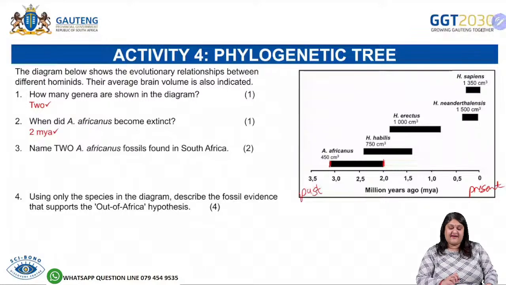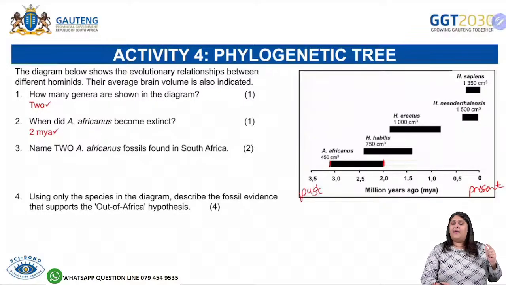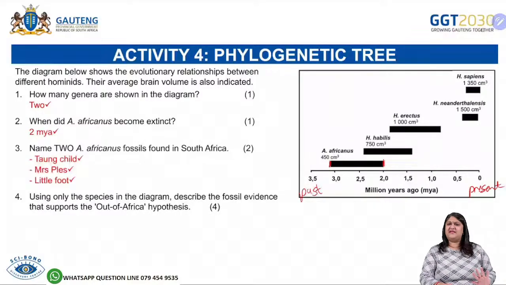Name 2 A africanus fossils found in South Africa. Grade 12s, you need to know all the fossils that were found in South Africa. So what are the 2 A africanus ones? There are actually 3, but you only needed to mention 2. Taung Child, Mrs. Ples, and Little Foot. Well done. Those are the 3 you need to know. You need to know all of the South African ones. You need to know the scientist that was involved. And you know this from the last lesson, all the things that you need to know, right?